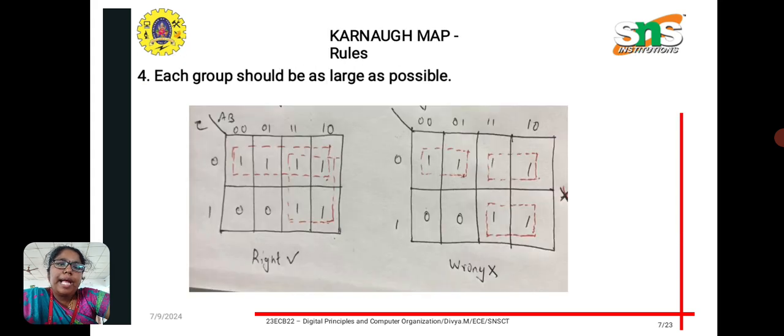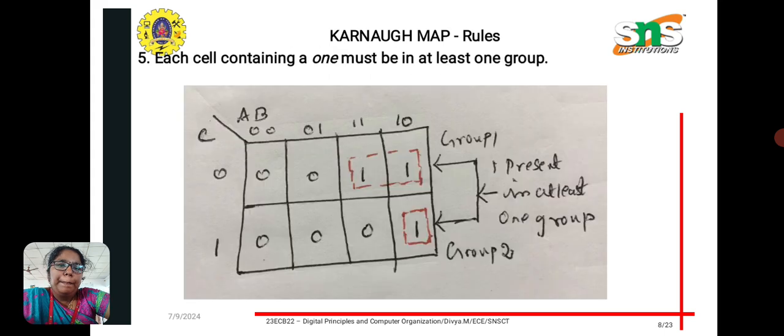Each group should be as large as possible. That group should be as large as it can be; smaller groups are not good for simpler grouping. It should be as large as possible. Then each cell containing a one must be in at least one group.